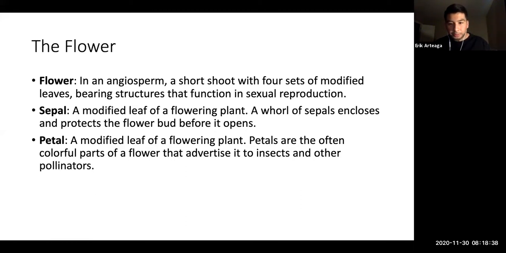You have a petal. This is a modified leaf of a flowering plant. Petals are often colorful. Petals are the colorful part of the flower. It advertises to insects and other pollinators to come and visit that flower in order to have.